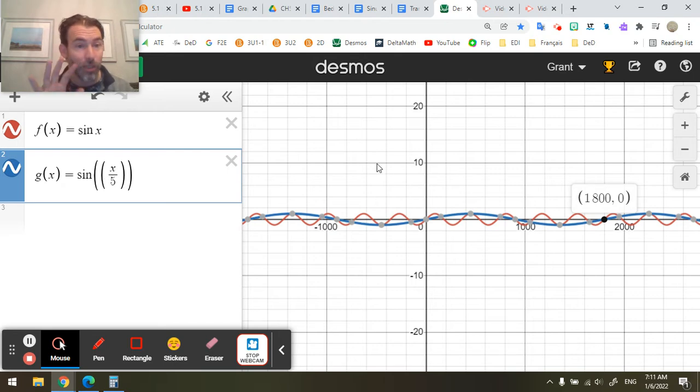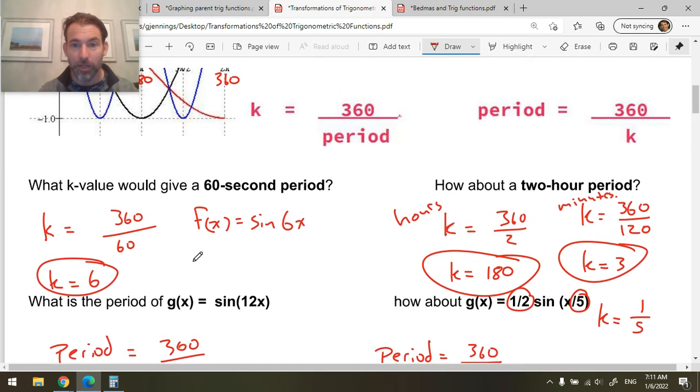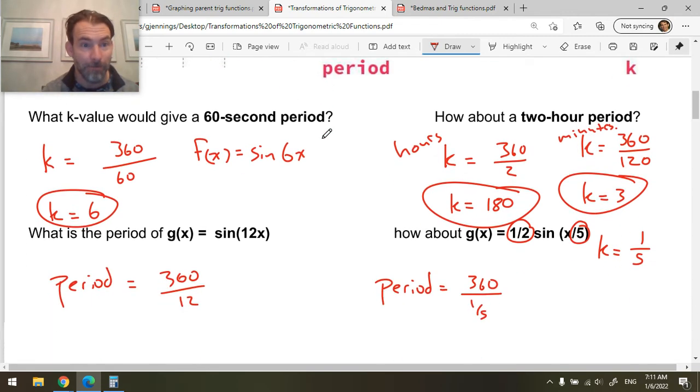Okay, so that's the trick with k. K shows you the total number of cycles you'll see in 360 degrees. But it's really these two formulas that you're going to be using to calculate values of k, or to calculate the period given k.